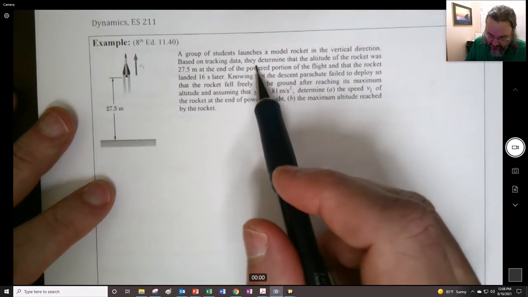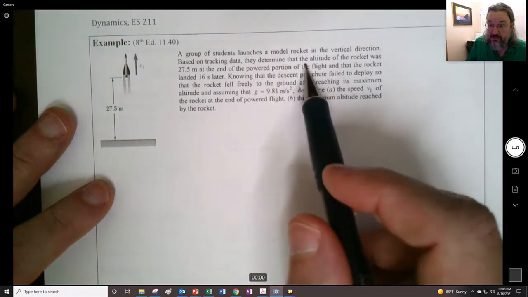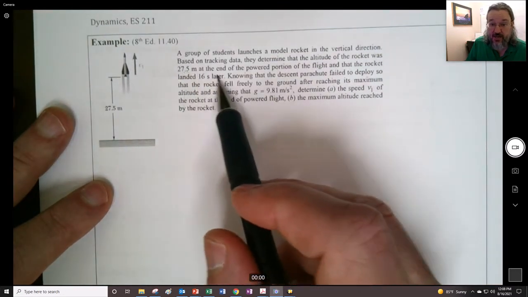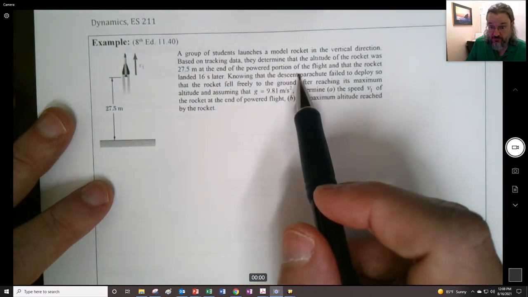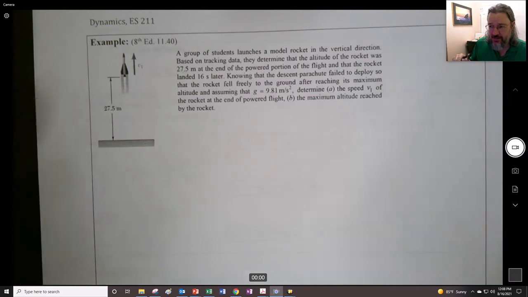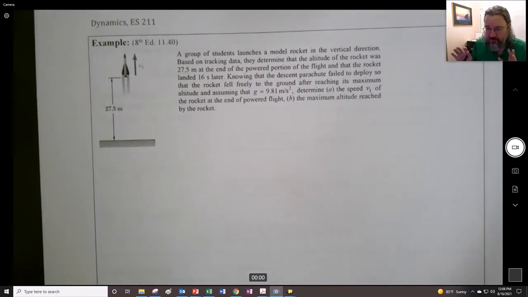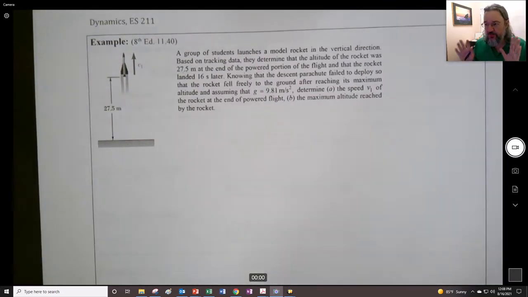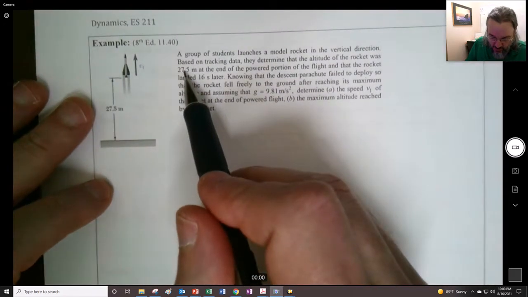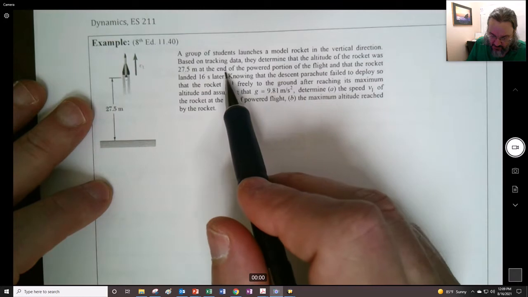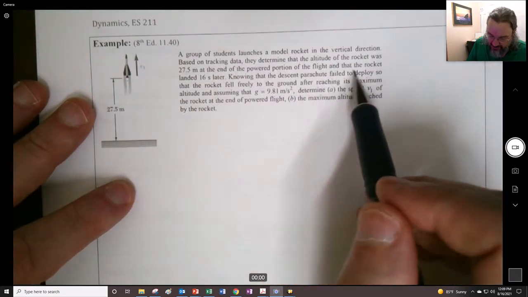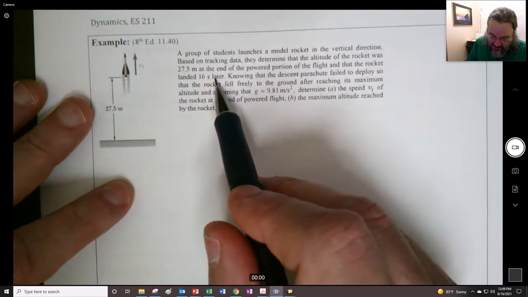Based on the tracking data, so somebody's collected data, they determined that the altitude of the rocket was 27.5 meters at the end of the powered portion. All right, that means that it's not a kinetics problem, right? After that motion, there's no forces going on right at that 27.5 meters. So we can use kinematics from there on out. And the rocket lands 16 seconds later, right?